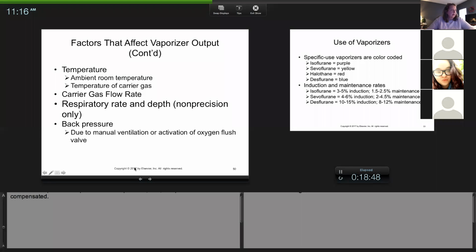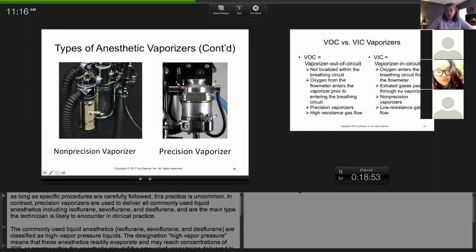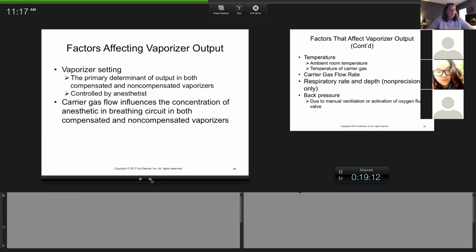Because if I go back, this is just a jar. It's not insulated. So in this, cold gas coming in plus a cold room could affect a non-precision vaporizer more than this one, which is insulated and temperature controlled. So that's where the main difference is when I talk about temperature.